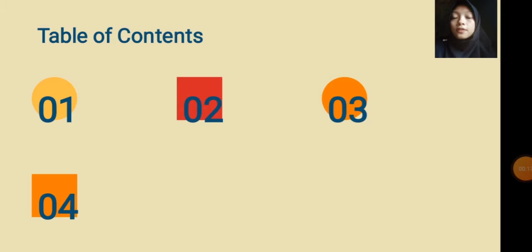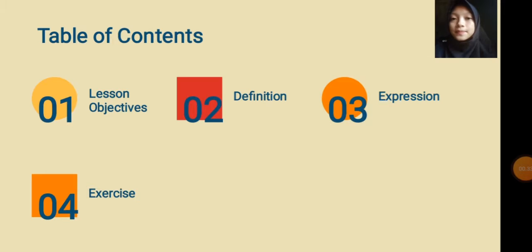We have four table of contents in here. Number 1 is lesson objective. Number 2 is definition. And number 3 is expression. And the last one is exercise.